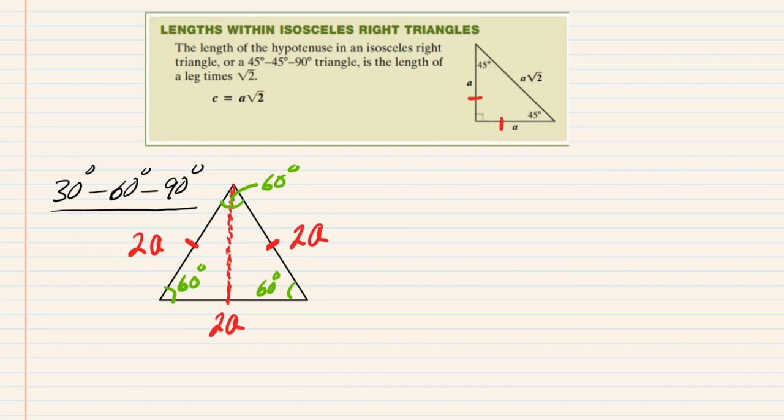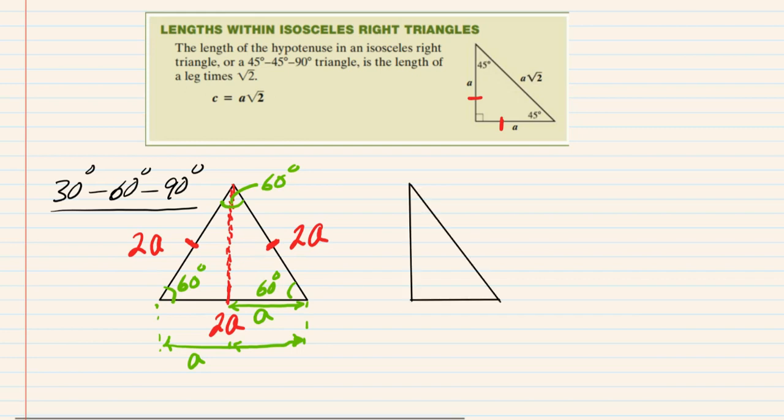Now, the other thing that we note here is that because we bisected this side, the whole side is 2a. True? So half of it is just going to be a, isn't it? The other half is here. Good. Now what I'm going to do is break off this triangle and only carry half of it. So there you go.